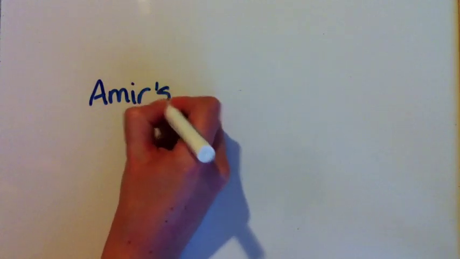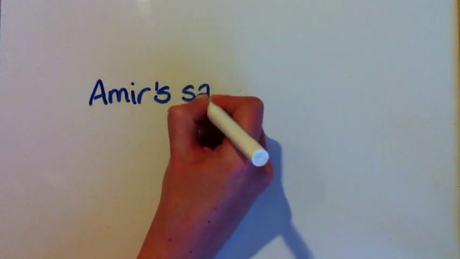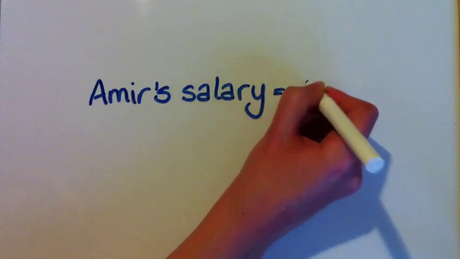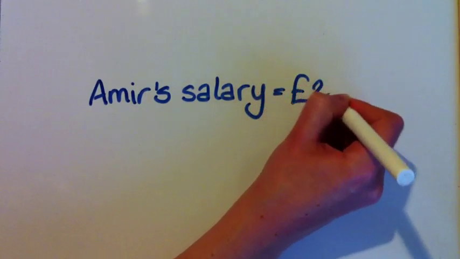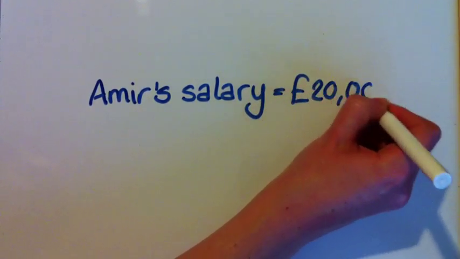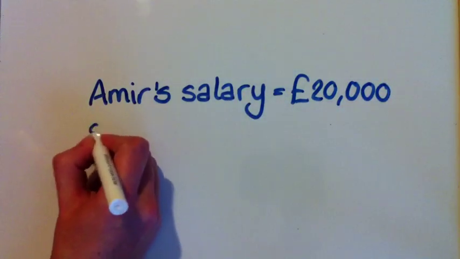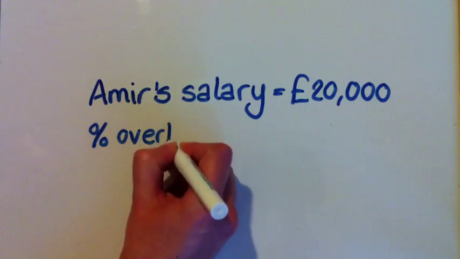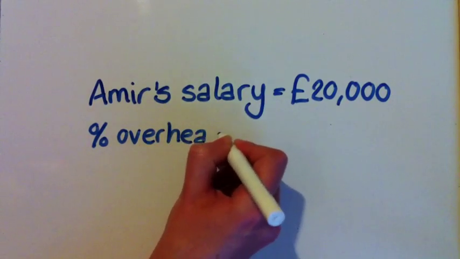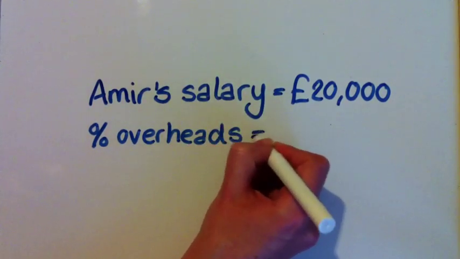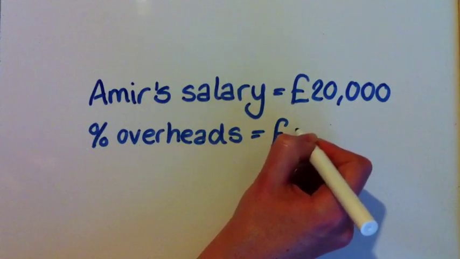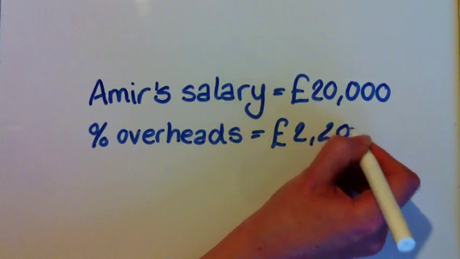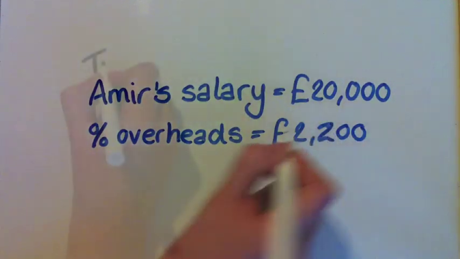To calculate the true costs of each income stream and the value to the charity, we need a little bit more information. To begin with, we need a clear understanding of Amir's salary with on-costs to the charity, so that's £20,000, and we also need to understand what percentage of the charity's total overheads can be attributed to Amir's role. In this case, we know that £2,200 can be attributed to Amir.